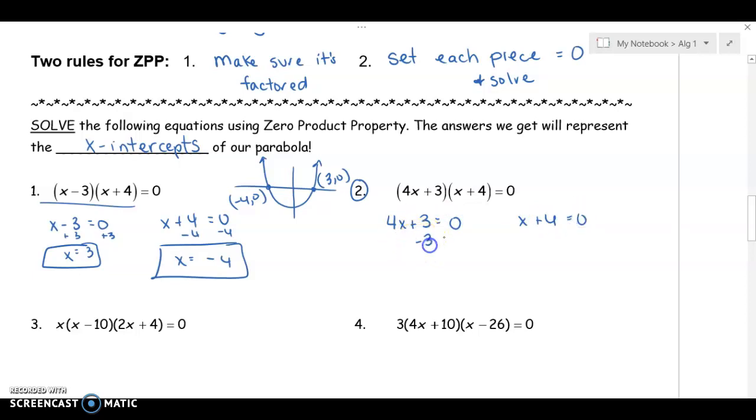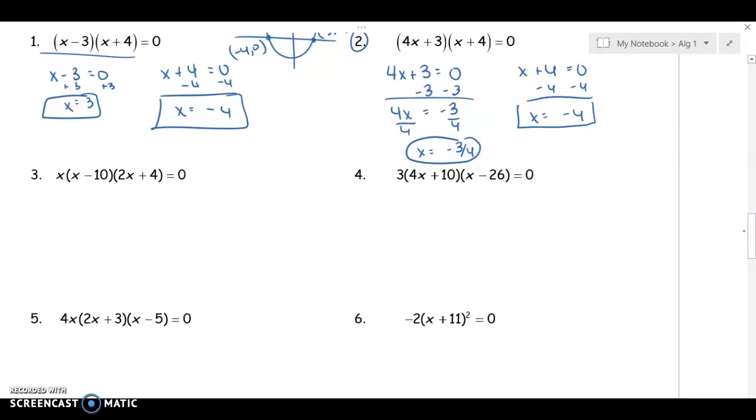This one you're going to have a couple steps. You're going to have to subtract 3. Remember, you do any addition or subtraction first, then divide by 4. And you get x equals negative 3/4. The other one is just one step. You get x equals negative 4. So those would be the two x-intercepts for that particular graph.